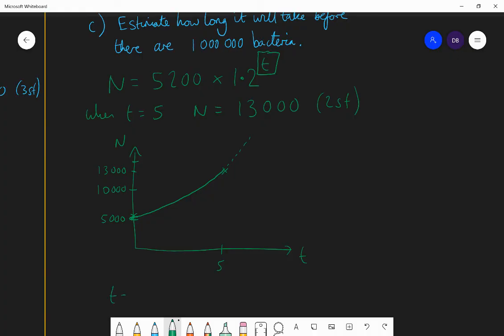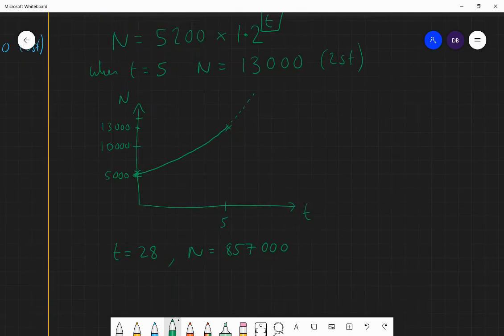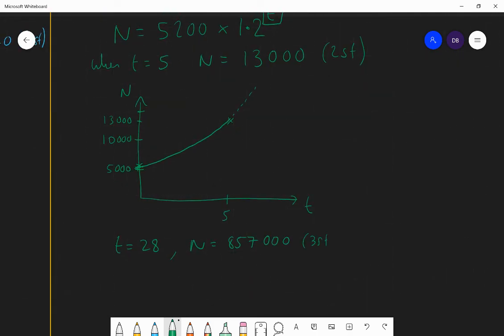In fact, if I try t is 28, I get that n, the number of bacteria, is 857,000 to three significant figures. And then if I try t is 29, I get that the number of bacteria is over 1 million. It's about 1,030,000 to three significant figures. So I know it's between 28 and 29 hours later that it reaches 1 million bacteria. In fact, to one decimal place, the best answer is t is 28.8 hours to one decimal place.